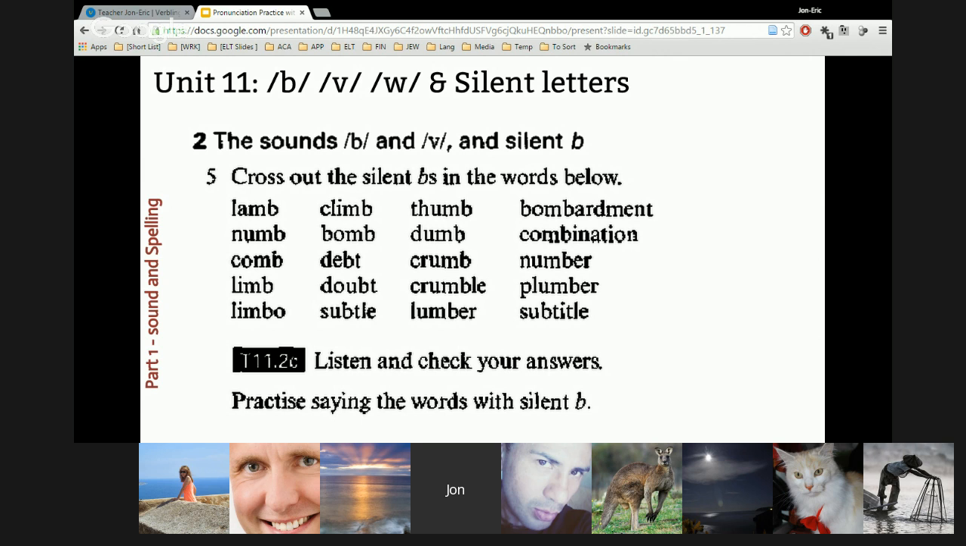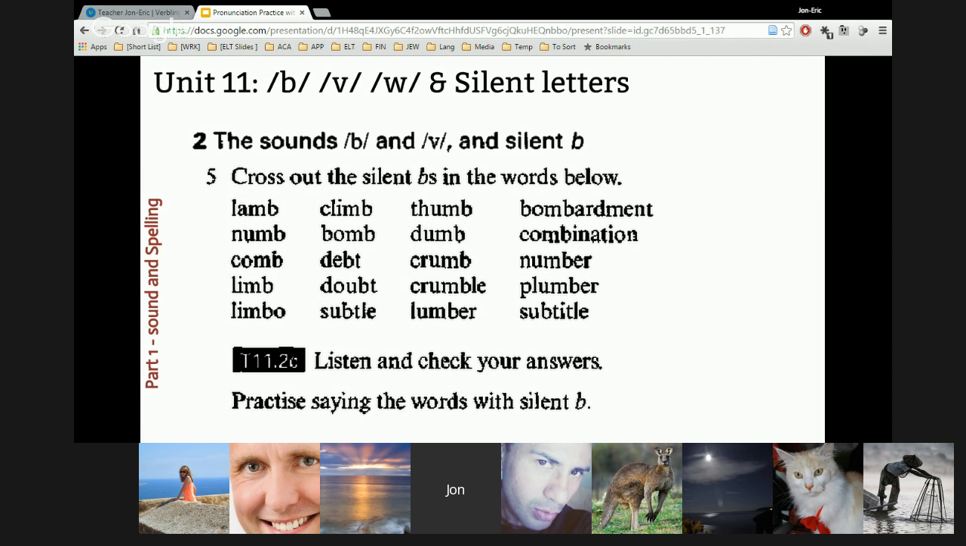Next. Crumb. Without the B. Crumb. Right. Last one. Number. Number is correct. That one is not silent. Okay? Giancarlo, what about row number 4?